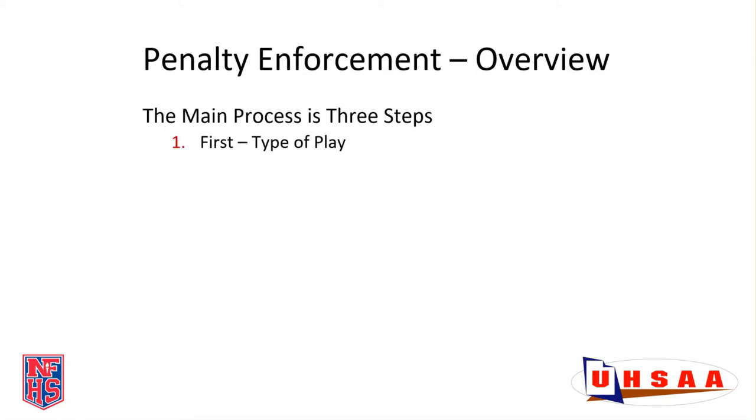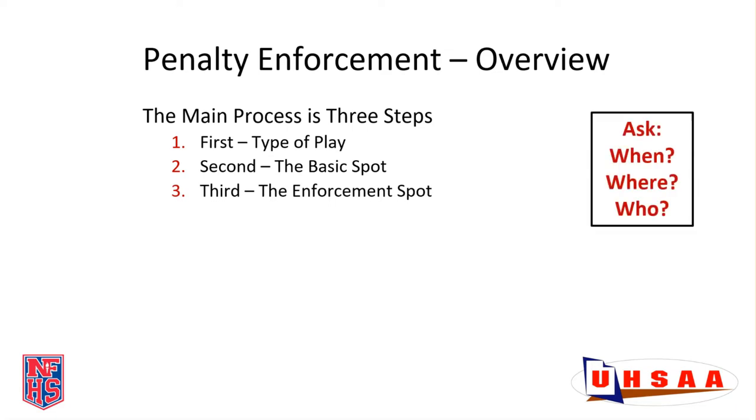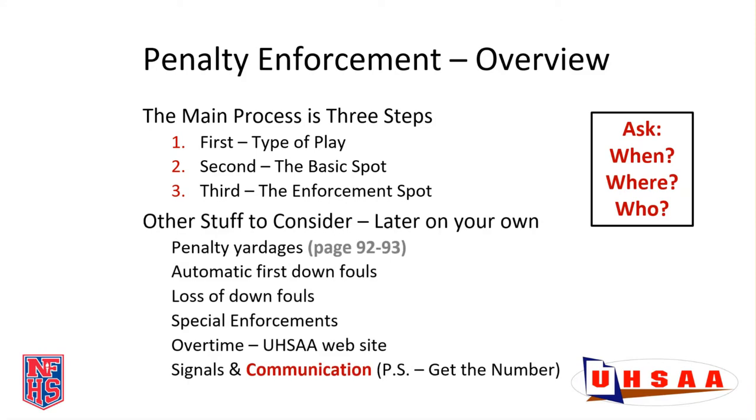And this occurs by asking 3 questions: when, where, and who. First, when did the foul occur? During what type of play? Based on this, where is the basic spot? And then once you have the basic spot, determining the enforcement spot. And remember this acronym, asking when did the foul occur, where did the foul occur, and who committed the foul. By asking these 3 questions, you'll be able to get most penalties correct.